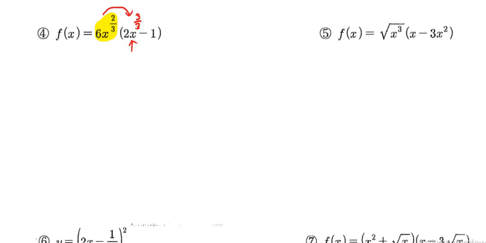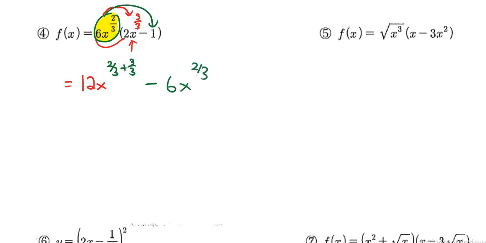because when you take this term and multiply it onto that, well, 6 times 2 is going to be 12x, and when multiplying exponents where the bases are the same, you just add the powers. So 2/3 plus 1 is the same thing as plus 3 over 3. Then if I take this term here and multiply with the negative 1, I get negative 6x to the 2/3. And if I simplify this, this will be the same thing as 12x to the power of 5 over 3 minus 6x to the 2/3.